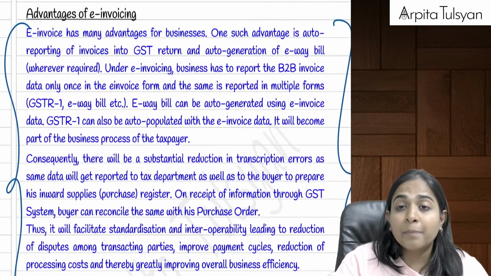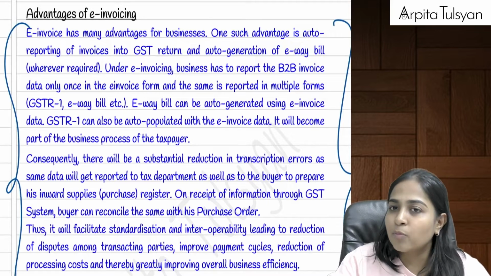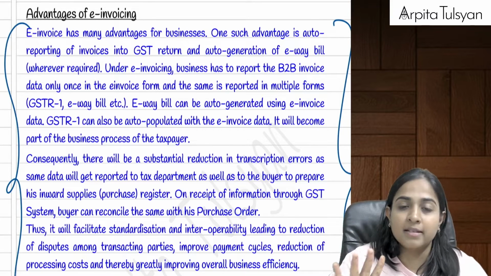Now ma'am, what is the purpose of doing all these things? See, if you are a business entity whose aggregate turnover is more than 5 crore, means you are definitely doing a considerable amount of business.